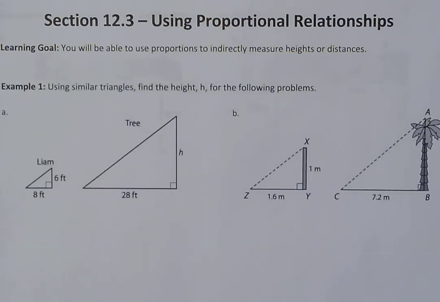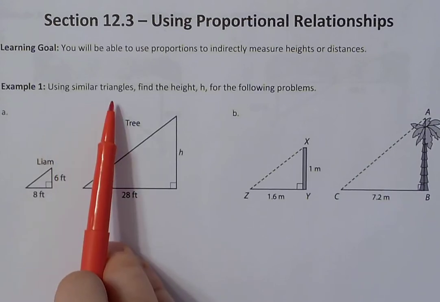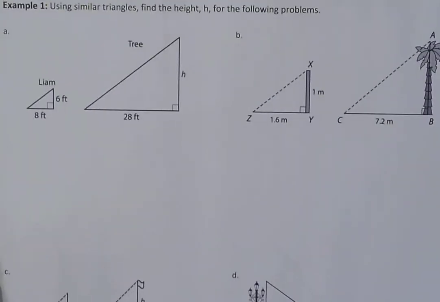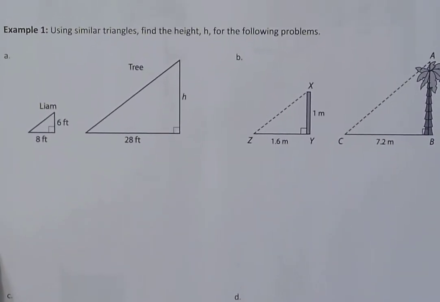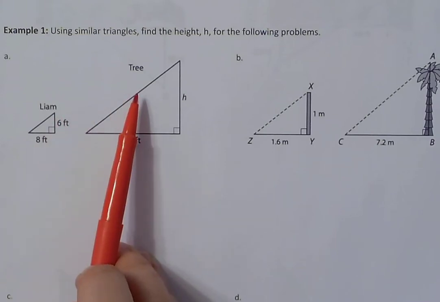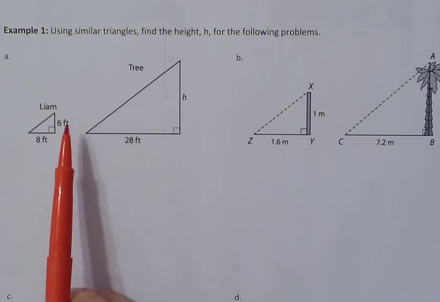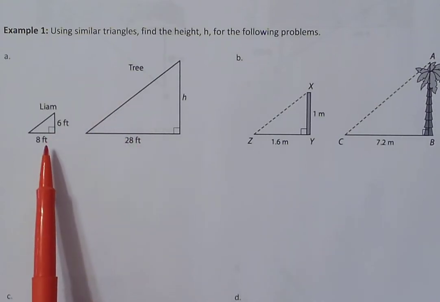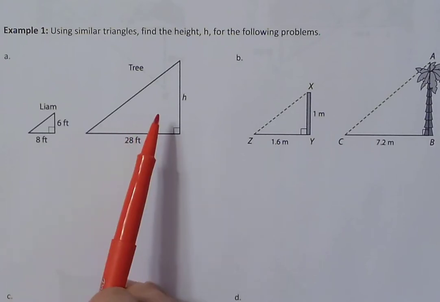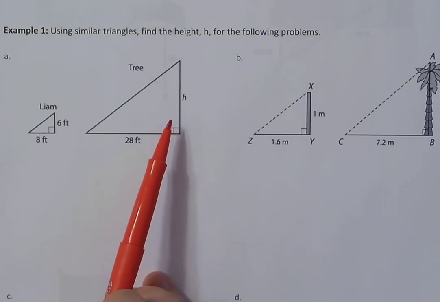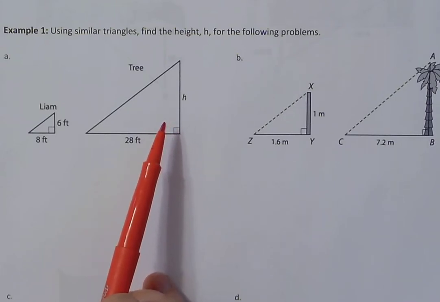Now, example 1 is going to ask us to use similar triangles to find the height for the following problems. So I'm going to go ahead and slide this up real quick. Now, if we take a look at example 1, for part A, we have Liam and a tree. Liam is 6 feet tall and his shadow is 8 feet long. Then there is a tree that has a shadow that is 28 feet long, and we don't know the height of the tree. They want us to find the height of the tree.